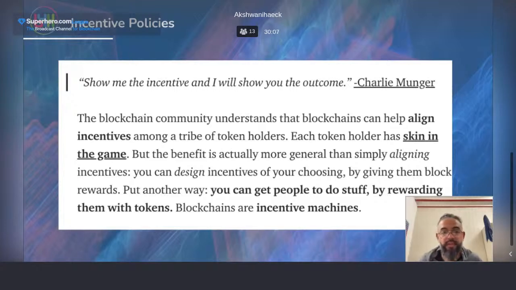These people are people with skin in the game somehow, but the benefit is actually more general than simply aligning incentive. You can design incentive for your choosing by giving them block rewards, for example, but you can put it also in another way. You can get people to do stuff by rewarding them with tokens. Blockchains are incentive machines.